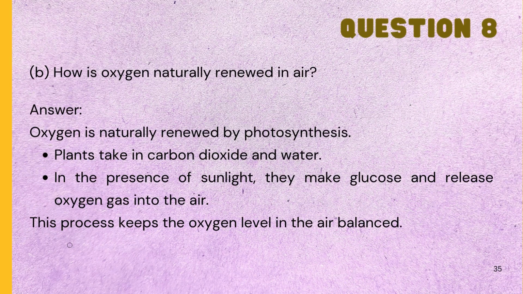B. How is oxygen naturally renewed in air? Answer: oxygen is naturally renewed by photosynthesis. 1. Plants take in carbon dioxide and water. 2. In the presence of sunlight, they make glucose and release oxygen gas into the air. This process keeps the oxygen level in the air balanced.